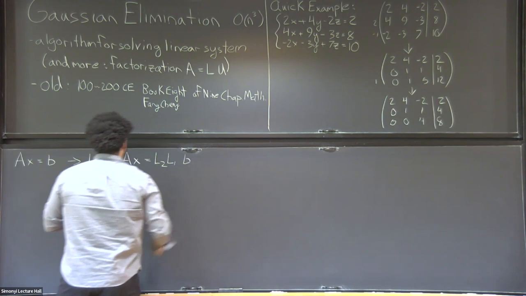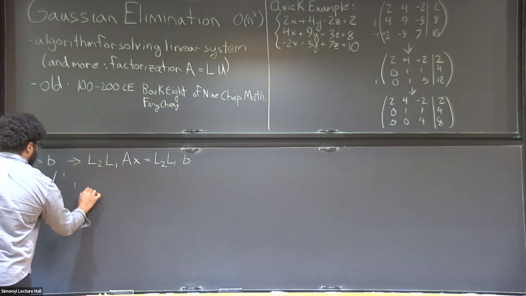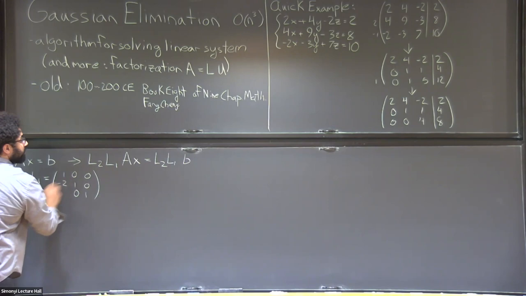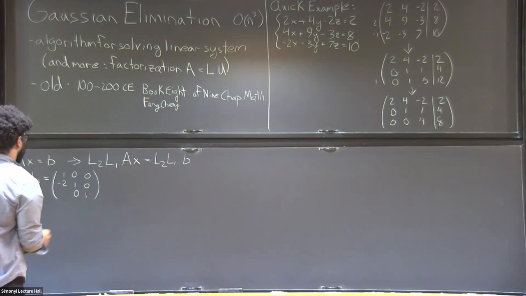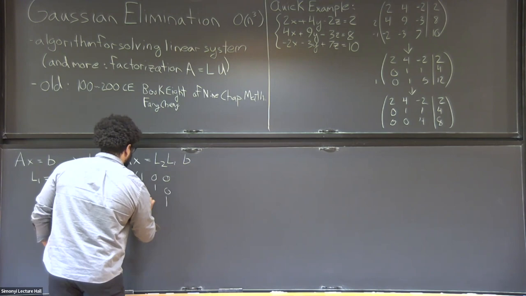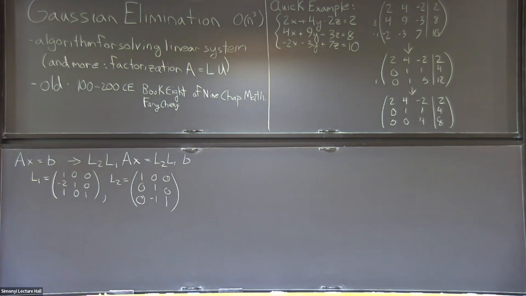where our first lower triangular matrix has 1s in the diagonal. And simply what we did is we subtracted 2 times the first row from the second, so -2 here. And we subtracted -1 times the first row from the third. So I'll put a 1 here. Okay. And similarly for L2, like so.